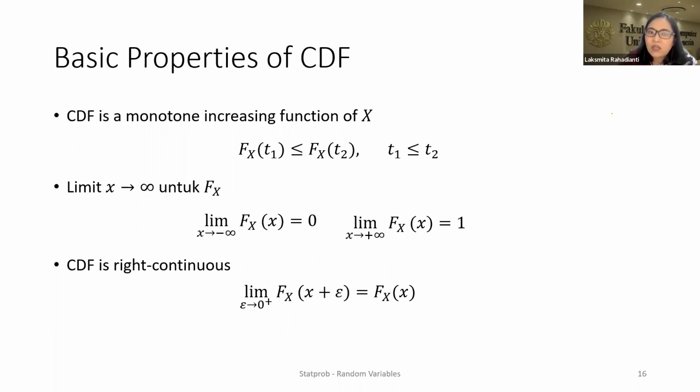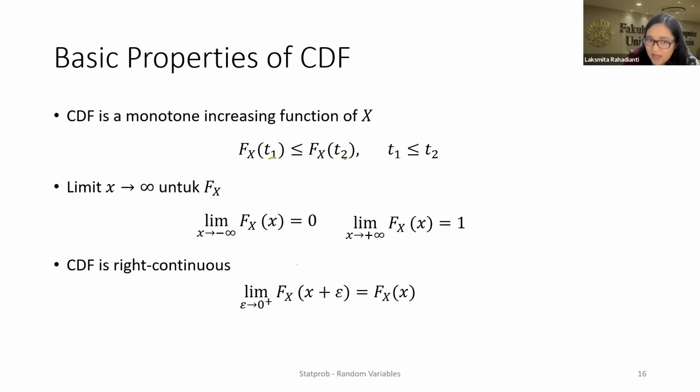In other words, the CDF of a value will always be less than or equal to the CDF of another value, given that the first value is less than the second, because it's monotone increasing.